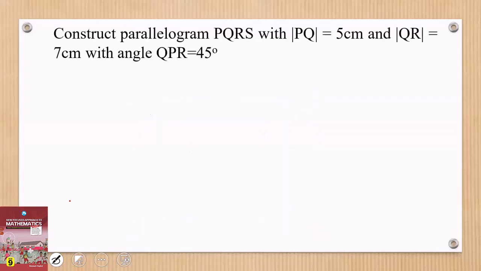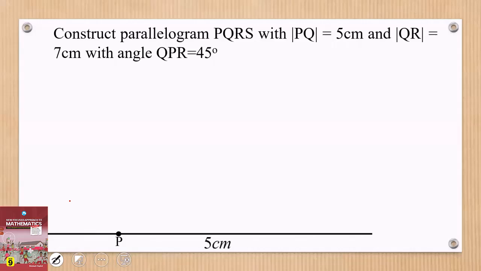Construct a parallelogram PQRS with the dimensions PQ 5 centimeters, QR 7 centimeters, and one of the interior angles, that is angle QPS, 45 degrees. Again, we are going to have a PQ line of 5 centimeters. So put the compass pin at P, make a mark of 5 centimeters, and then locate your Q. Remember this is not drawn to scale, but in your case you have to measure it accurately.